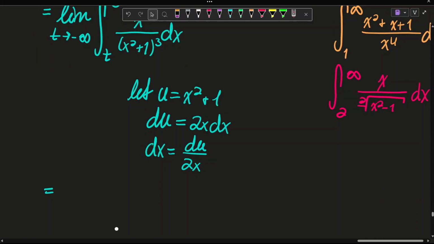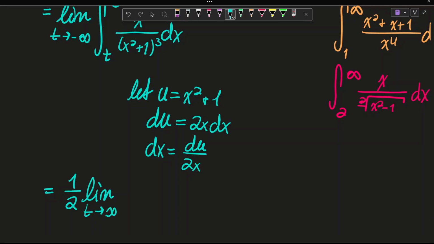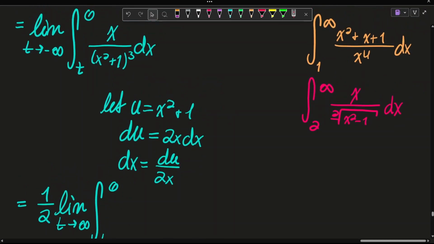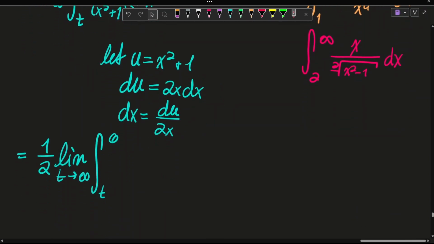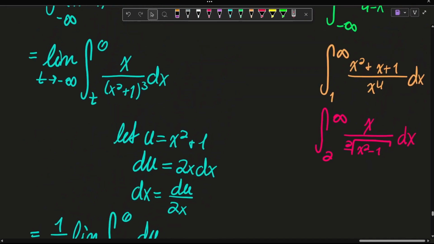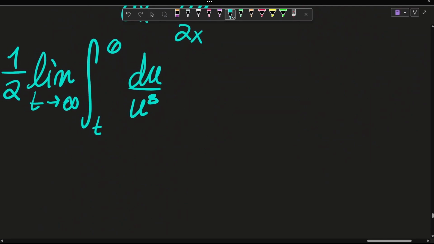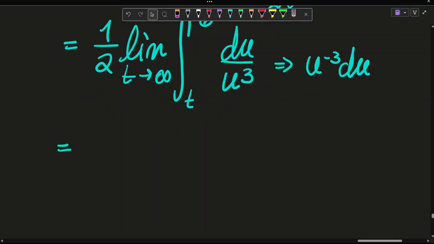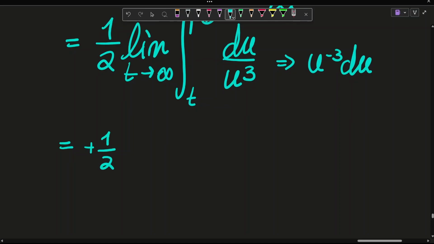So that means our integral simplifies to 1 half times the limit as t approaches negative infinity of the integral from t to 0 of du over u cubed. There you go. Now you know that's also equal to u to the negative 3 du, which means this is 1 half times the limit as t approaches negative infinity.